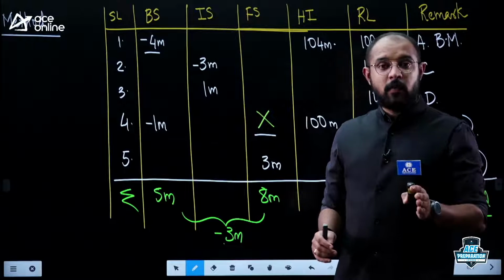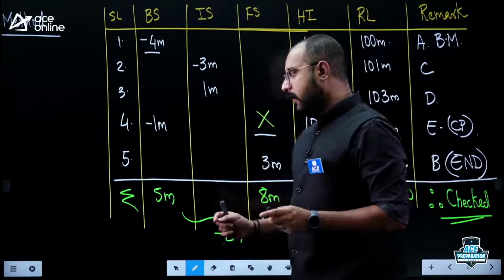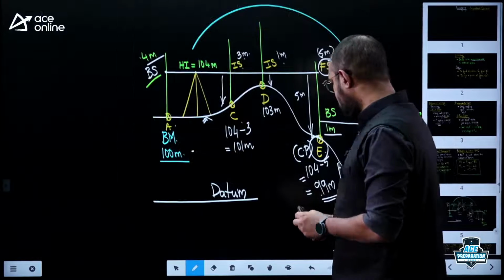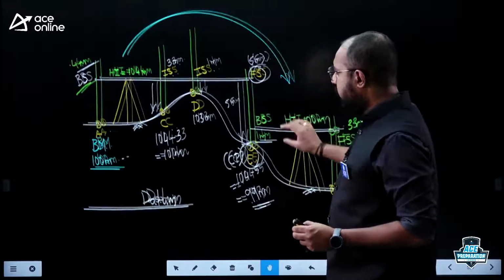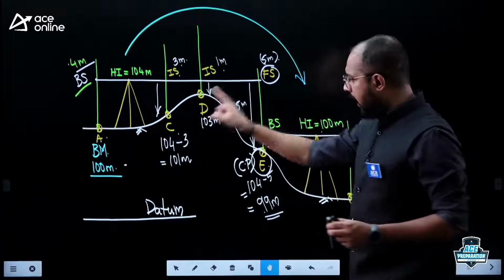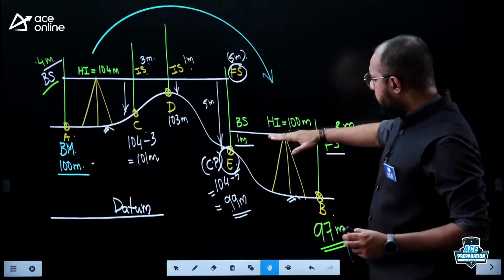It's nothing but what we call inverted staff reading. Negative staff readings are nothing but inverted staff readings. Let us go back to the figure that we have drawn here. Please look at this particular field condition. Look at all the points here, A, C, D, E, B. Look at my line of sight here.